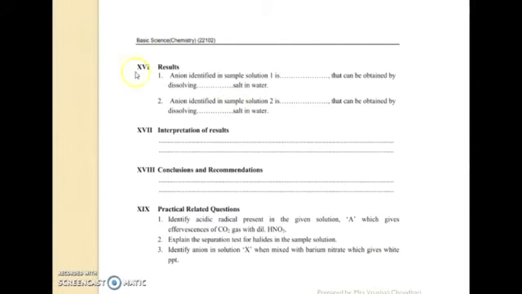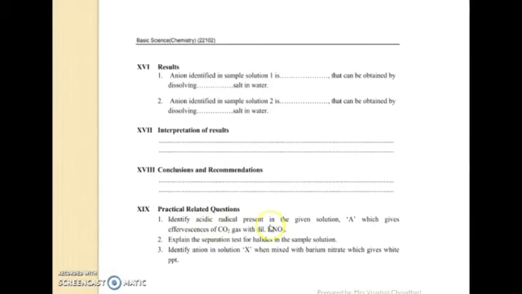We are going to write the result in this format. Anion identified in the sample solution 1 is SO4 2-, obtained by dissolving FeSO4 salt in water. Sample interpretation: sample solution 1 contains SO4 2- anion.